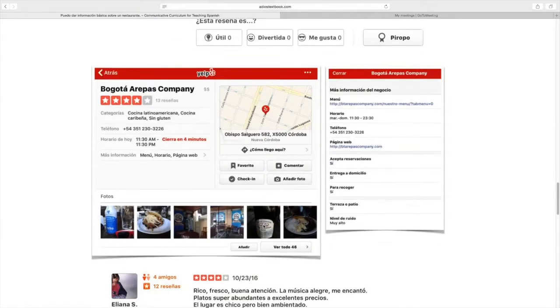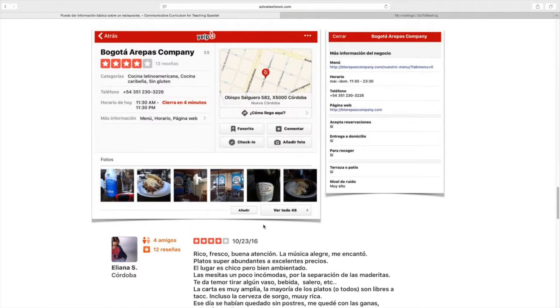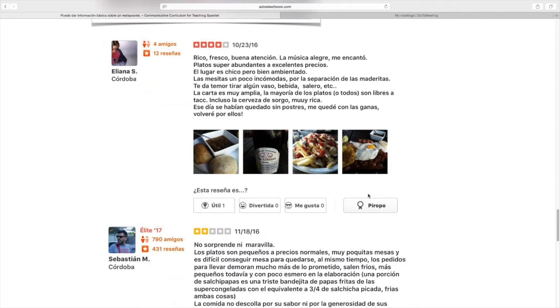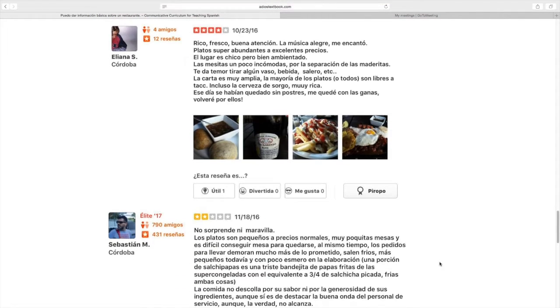So I would show them another one. Here's now a place that's focused in more on the arepas. And they're going to pick out maybe some more categories of food, the Caribbean. They might find some other information over here that they missed the first time. And then check out some more reviews.